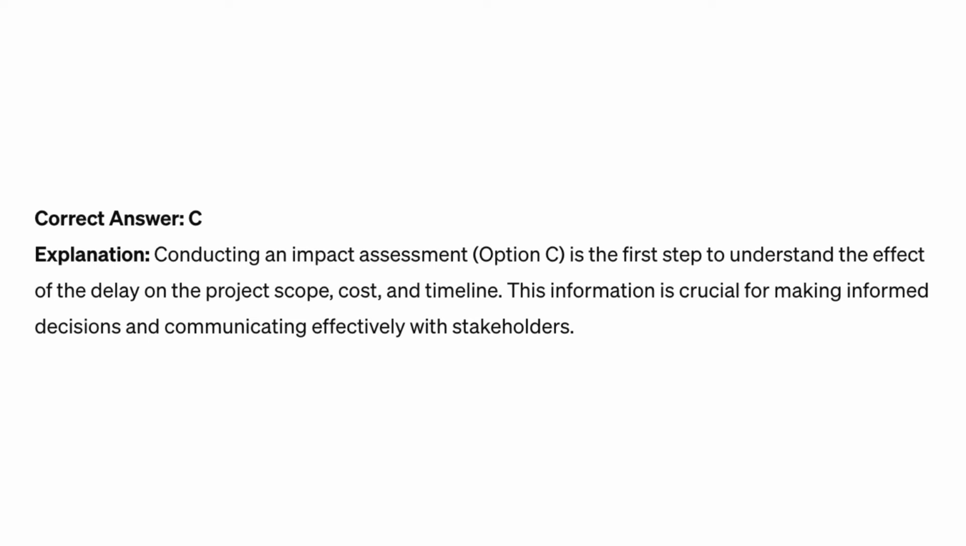Correct answer C. Explanation. Conducting an impact assessment, option C, is the first step to understand the effect of the delay on the project scope, cost, and timeline. This information is crucial for making informed decisions and communicating effectively with stakeholders.